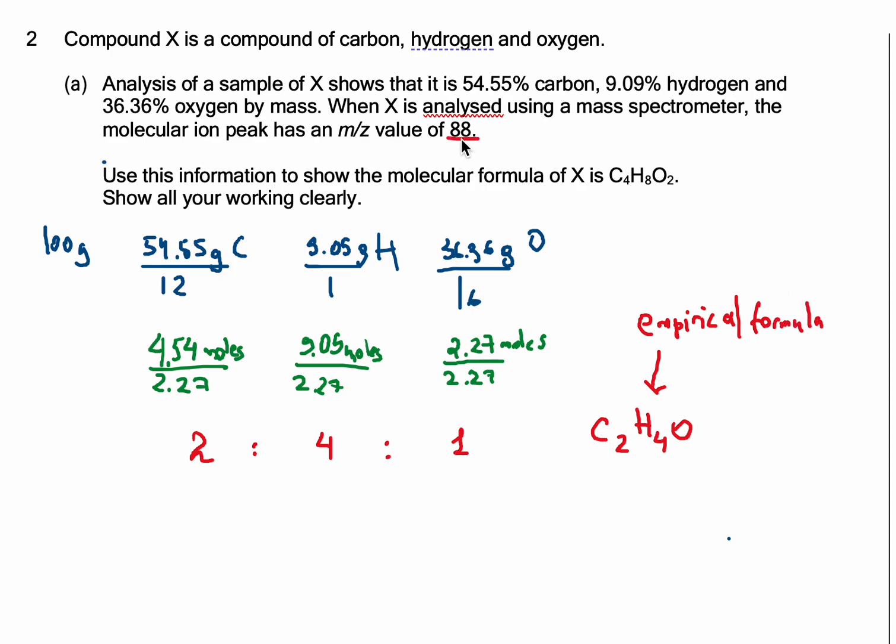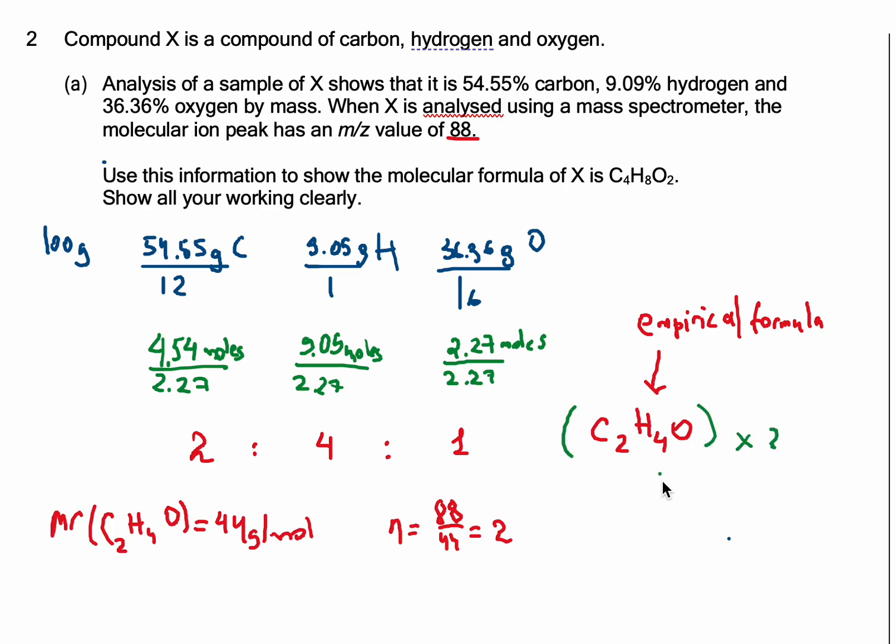So what's next? You are given that from the mass spectrometer the molecular ion peak has an M/Z value of 88. So we can identify the molar mass of the empirical formula C2H4O, which is 44 grams per mole. The M/Z value of 88 means that the molar mass of your unknown compound is 88. So what does it mean? If we put n here, we can identify what number we need to multiply by. 88 divided by 44 gives you 2. So you multiply this structure by 2.